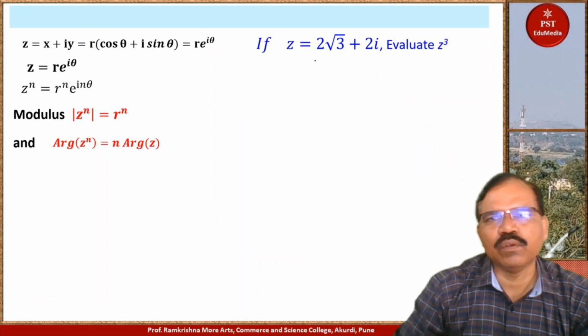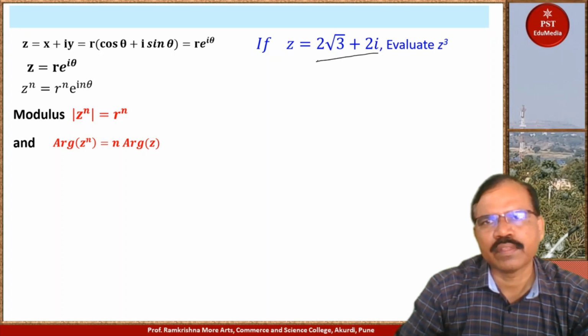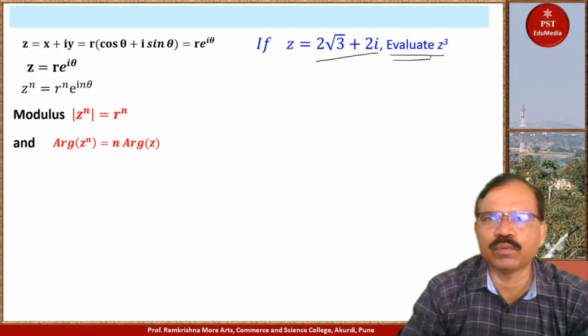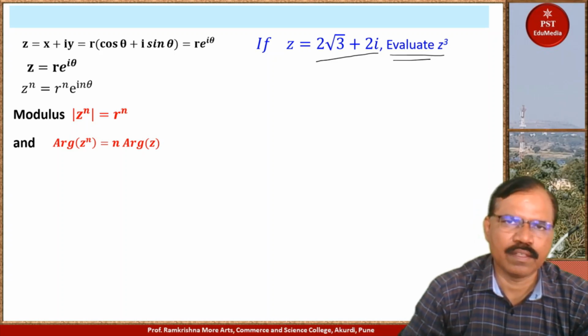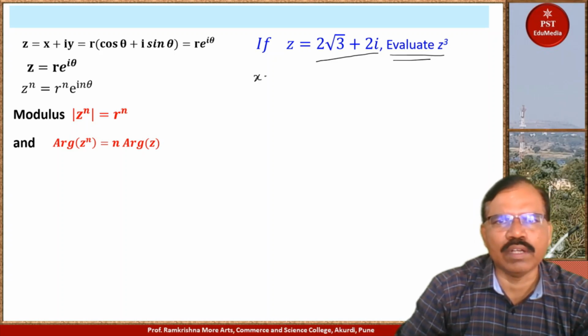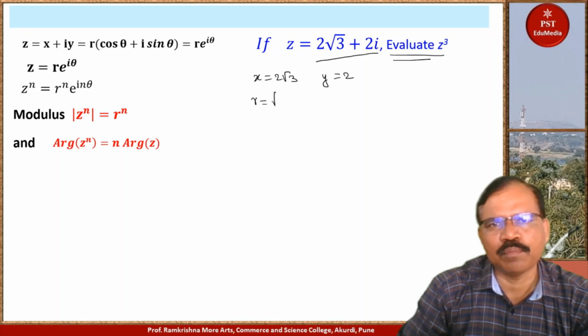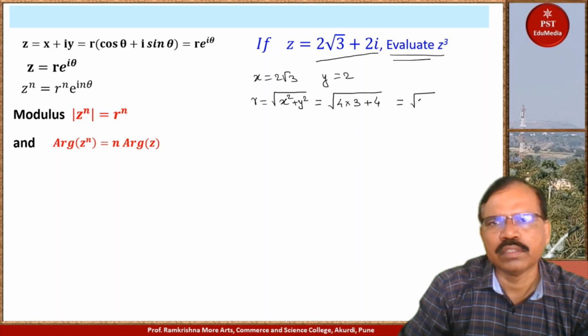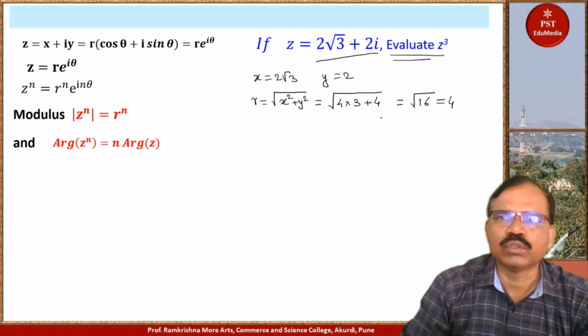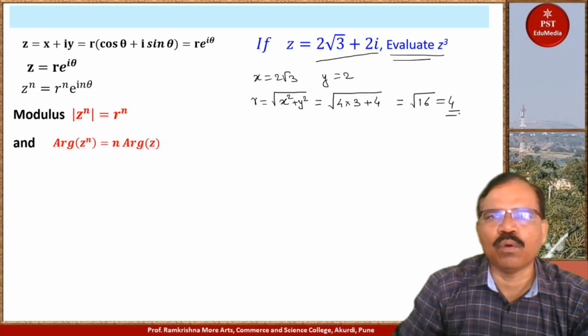Now if z is equal to 2 root 3 plus 2i, evaluate z cube. So we have to take cube of z. Now here we have x is equal to 2 root 3, y is equal to 2. So we can find r, the root of x square plus y square. So we get here 4 into 3 plus 4, so you will get root of 16, that is 4. So here we got r as 4.